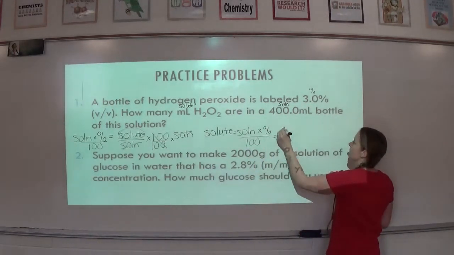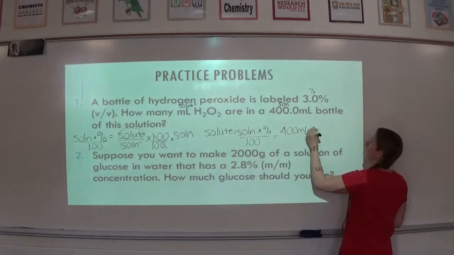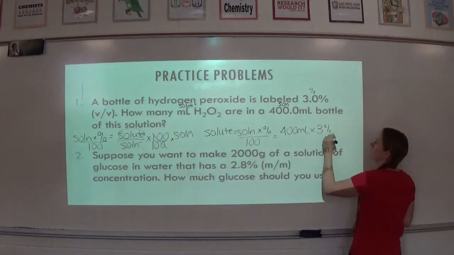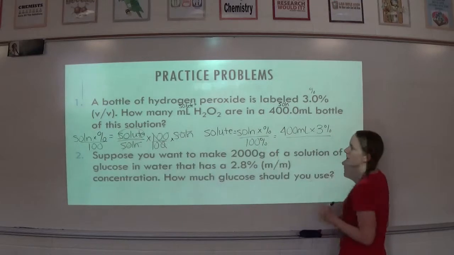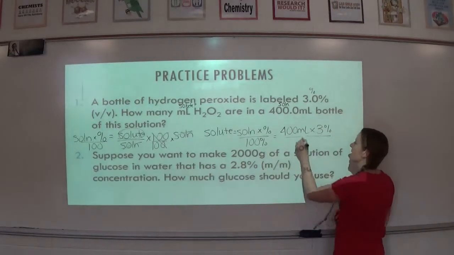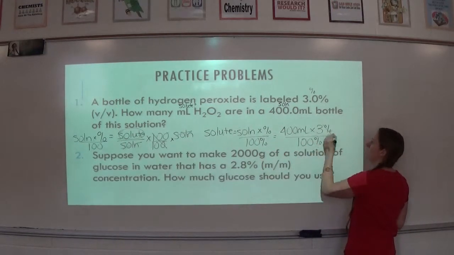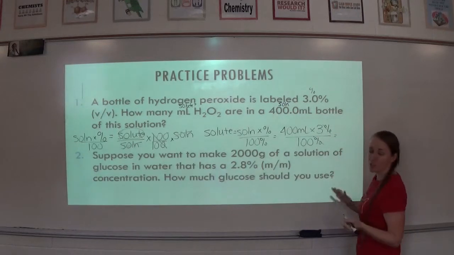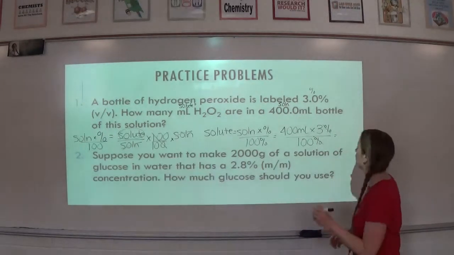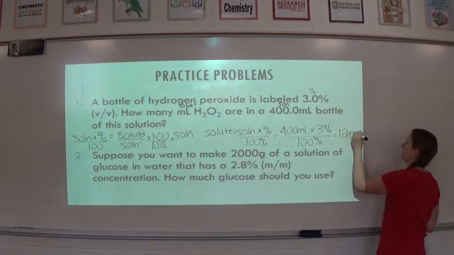So my solution is 400 milliliters. My percentage is 3%. If you want your units to work out, you can just call that 100%, because then once you plug in that 100%, the percentages cancel. And so once I solved, I ended up getting 12 milliliters.